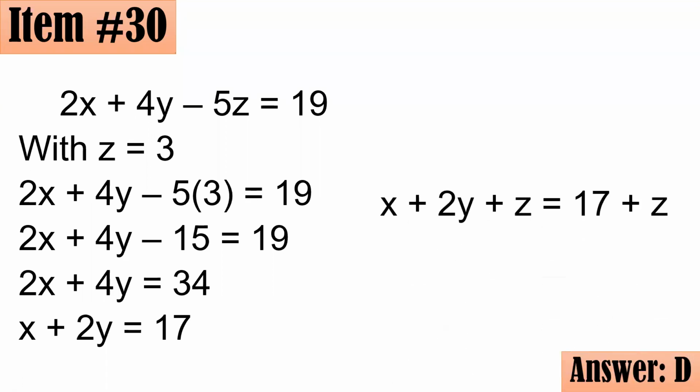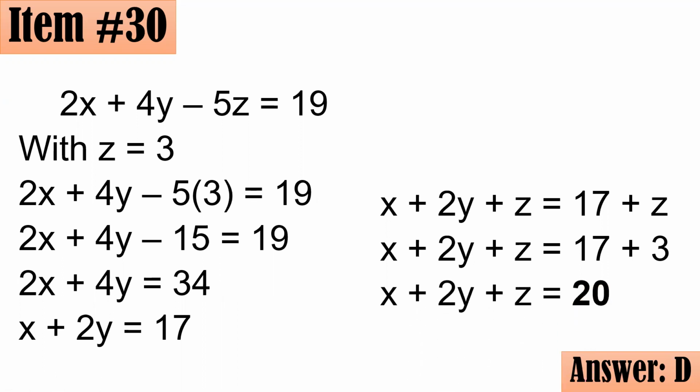However, what is being asked in the problem is x plus 2y plus z, no? So, we will add z both sides here to maintain equality. That's why plus z on the left, plus z also on the right. And knowing that z is 3, I replace the z here by 3. So that's why the left side is x plus 2y plus z with the right side equals 20. The correct answer is letter D. If you got D, wow, congratulations.